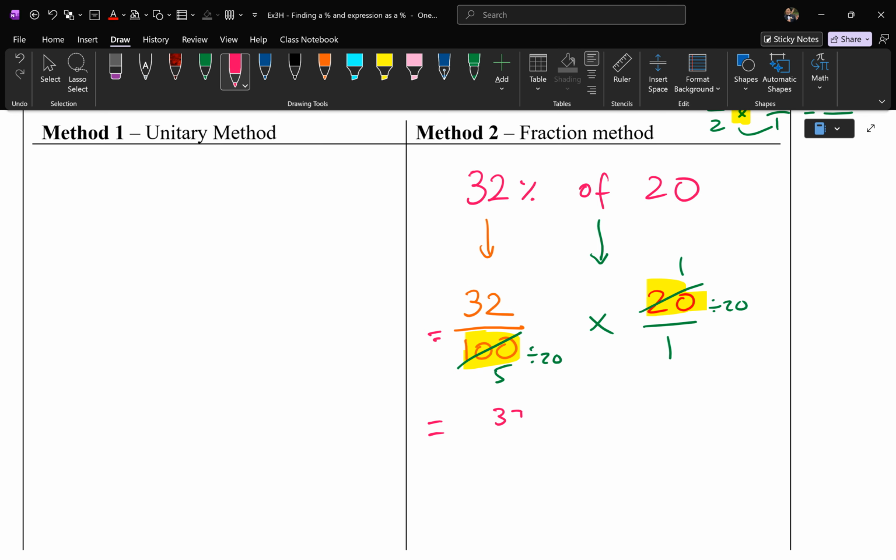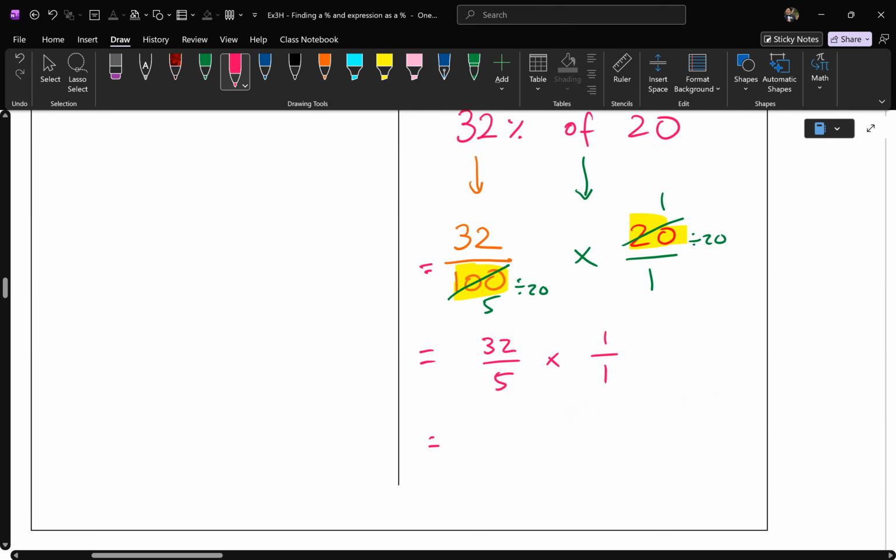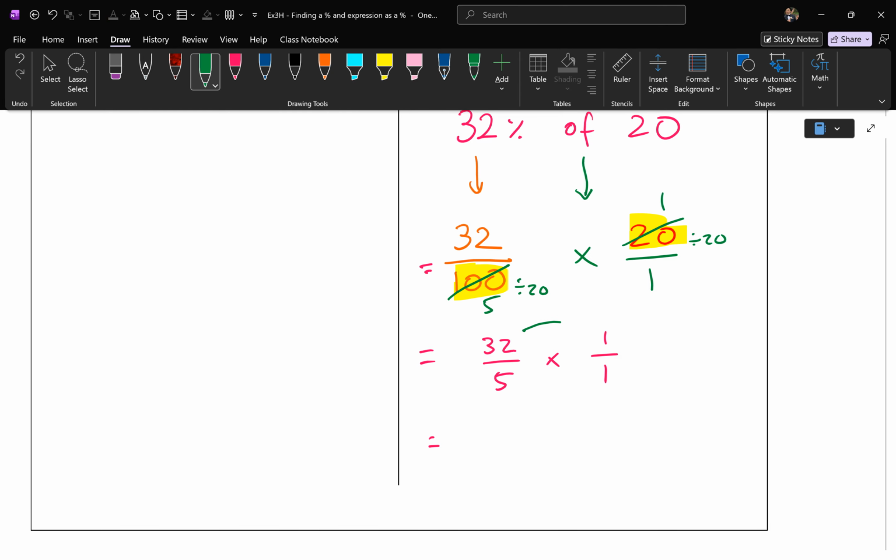Okay, so now you end up with 32 over 5 times 1 over 1, which is a lot easier than what we had before. 32 times 20 is a lot bigger. Now you can do multiplying fractions, top with top, bottom with bottom. You don't have to make denominators the same. So 32 times 1, 5 times 1, that gives me 32 over 5. This is my percentage, or the amount, sorry. That's the amount that I will have, but we don't speak in those terms. In reality, we talk about whole numbers or decimals.